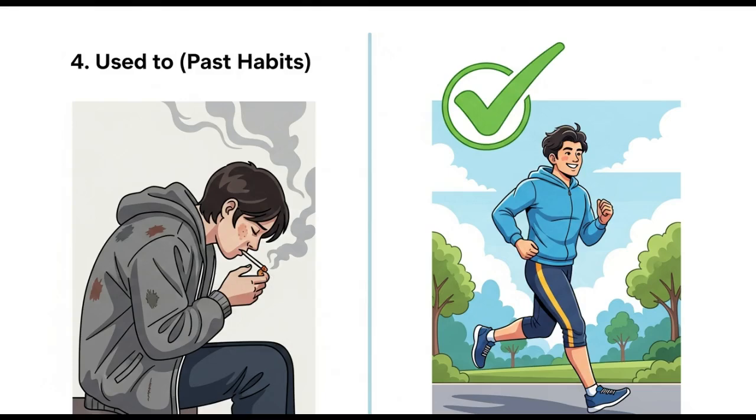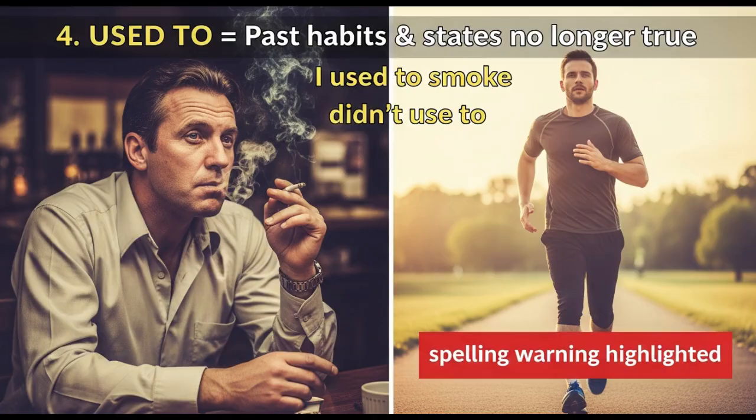4. Used to, past habits. This is a super important one. Used to describes a habit or state in the past that is no longer true. Example, I used to smoke, but I quit 3 years ago.